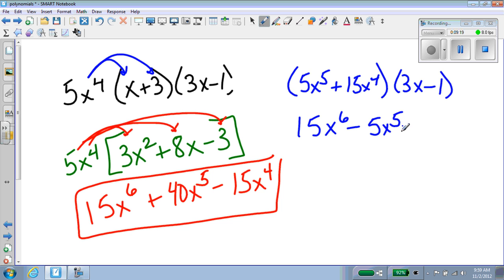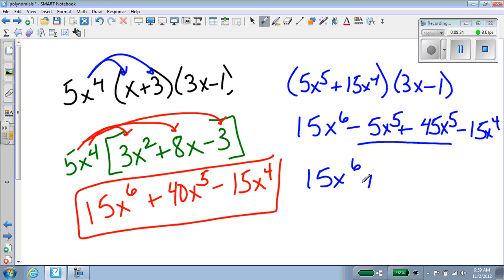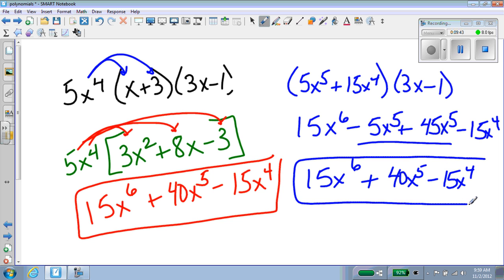My inside terms make 45x to the fifth. And my last terms make negative 15x to the fourth. These are my like terms. I have 15x to the sixth plus 40x to the fifth minus 15x to the fourth. Let's see. I got the same answer. So it doesn't matter by the associative property which two you multiply first, but I sort of like multiplying the binomials first.